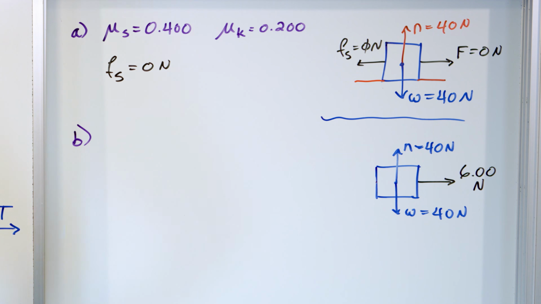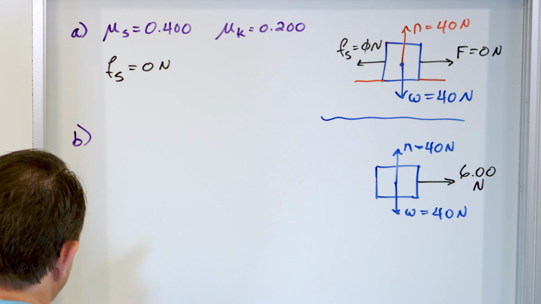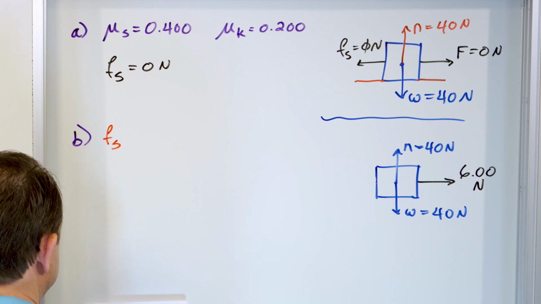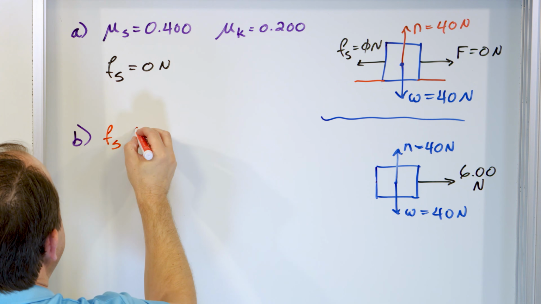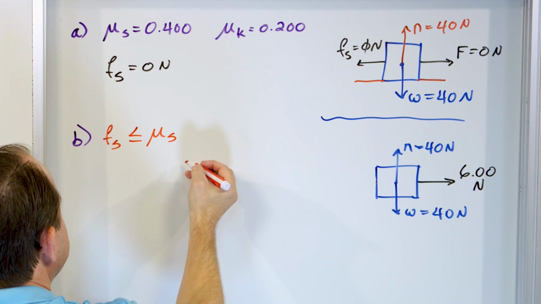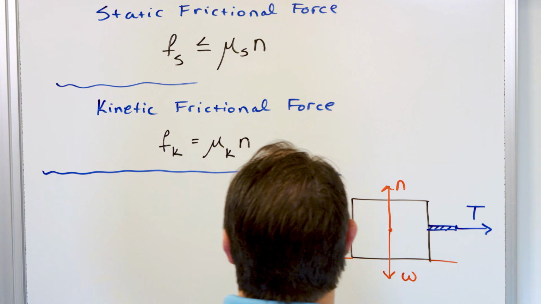Well, what we need to do is go back. We have a static force and a kinetic frictional force, right? The static friction that can come about has to be less than or equal to the coefficient of static friction times the normal force. That's what we wrote down up here.